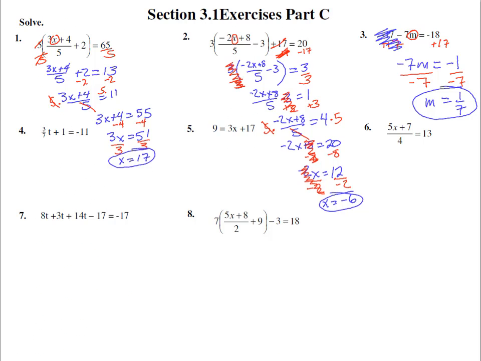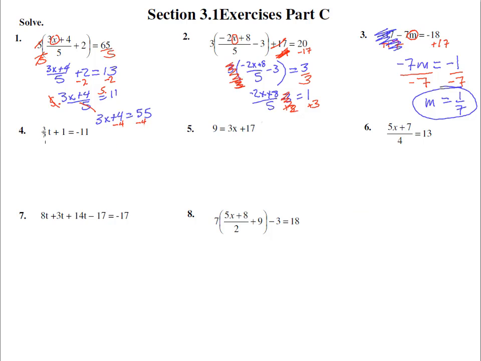All right, number 4. Let's get a little bit of space here. There we go. So we're trying to solve and get t by itself. So we have to get rid of the 3/7 and the plus 1. So let's get rid of the plus 1 with a minus 1. Minus 1 on both sides.